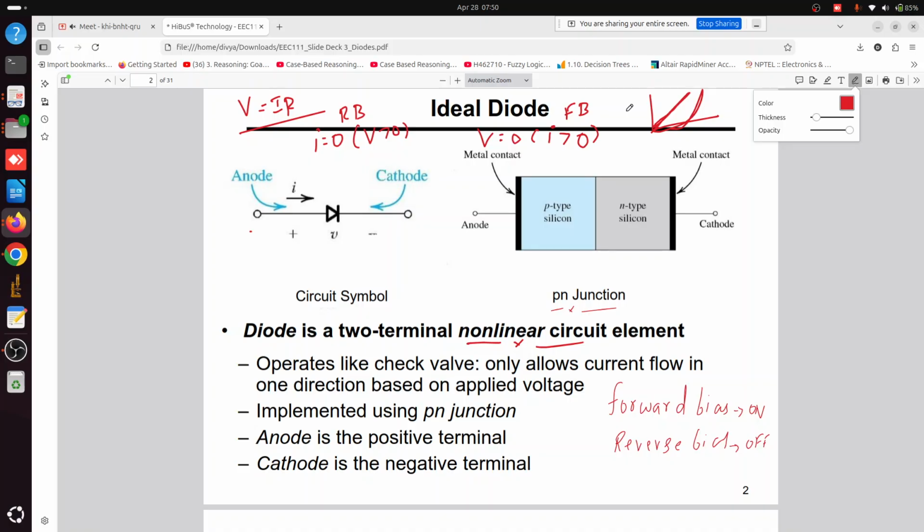Generally this diode is going to operate like a check valve. It will allow current only in one direction when you apply voltage. This is implemented using a PN junction. Anode is the positive, cathode is the negative, so you remember this one. This side is the anode, and this side is the cathode. This is very important when you draw circuits and all. So can we go to the next?